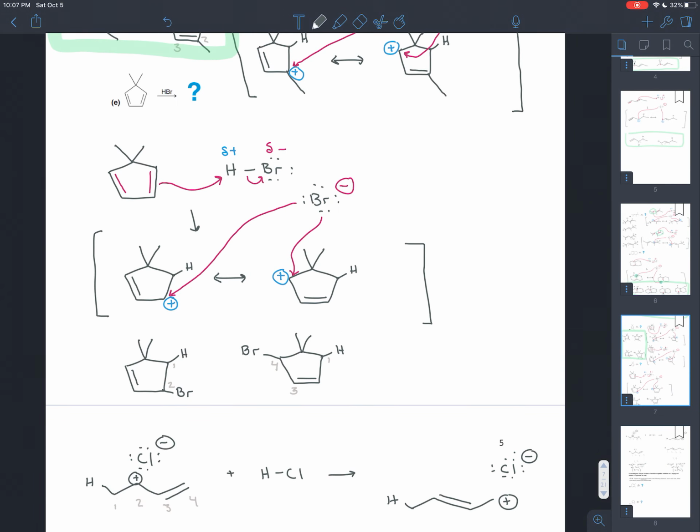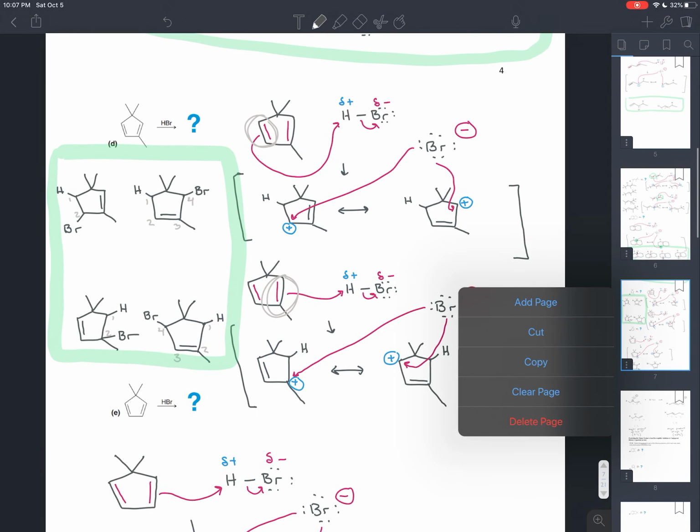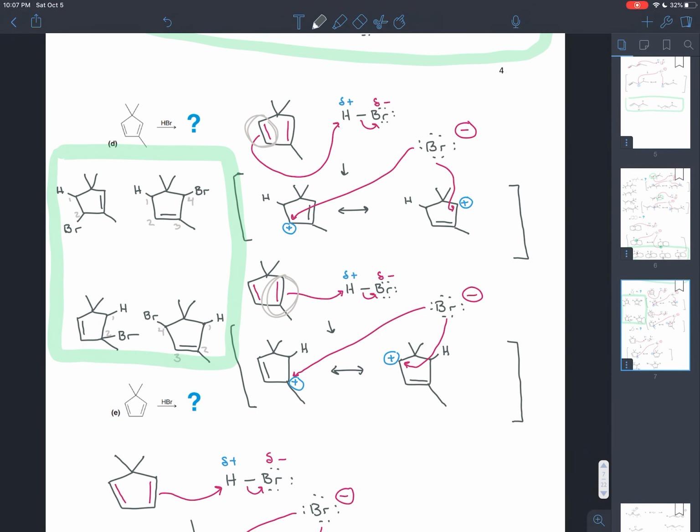So what we will do is consider the different types of pi bonds that you can have.